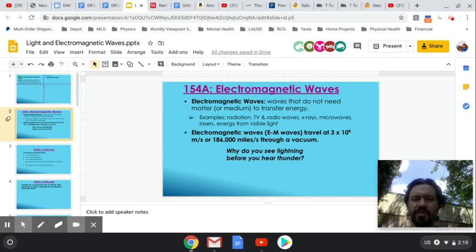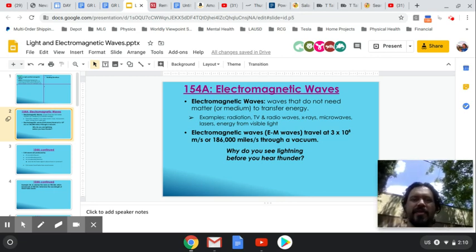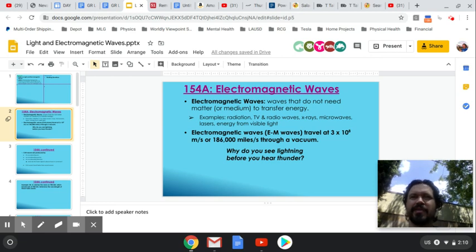If you ever wonder why you see lightning before you hear thunder, lightning is an electromagnetic wave. It travels at the speed of light, or the speed of electromagnetic waves, and so much faster than the speed of sound. The speed of sound is more like 700 miles per hour, not per second, per hour. Way slower.